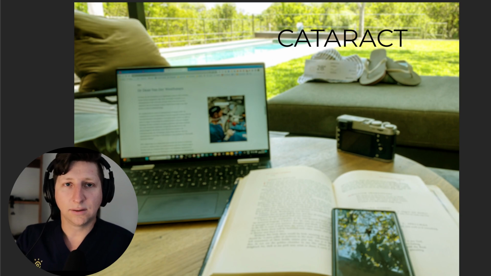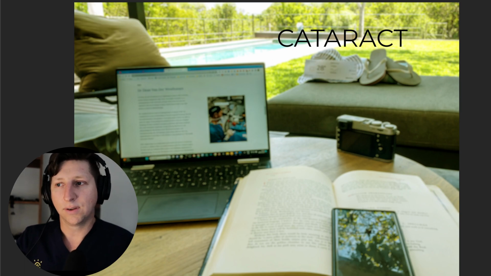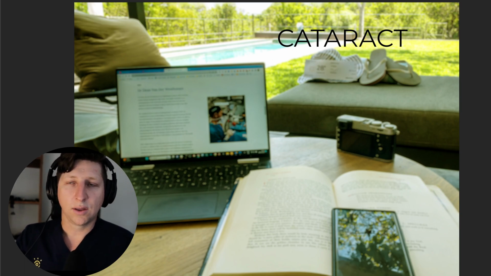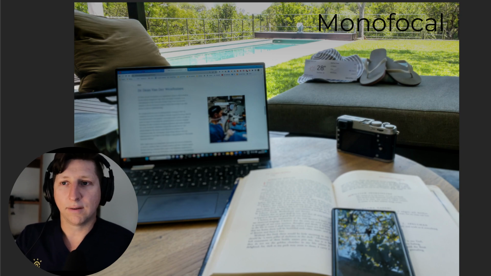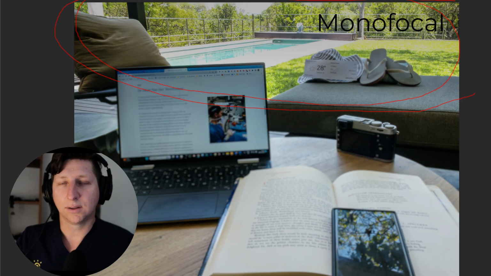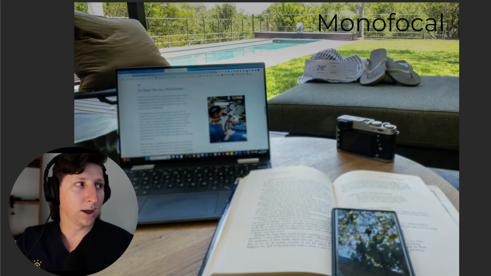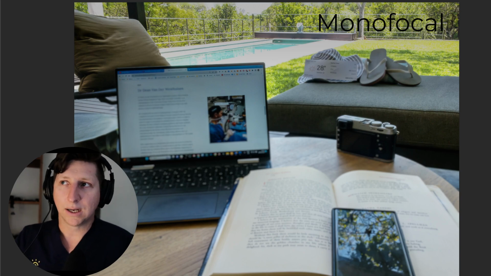So the first lens, probably the most common lens implanted, is your monofocal IOL. So this is the scenario after surgery. The cataract's removed, and you have this scenario here. And I think it's important to see that your distance to mid vision is nice and clear. You can see beautifully in the distance. But as you can see, reading this book here or this computer might be a challenge if you've got a monofocal lens in the eye.